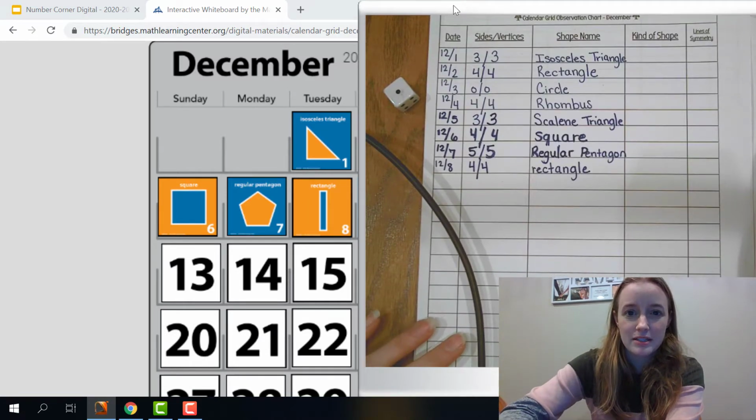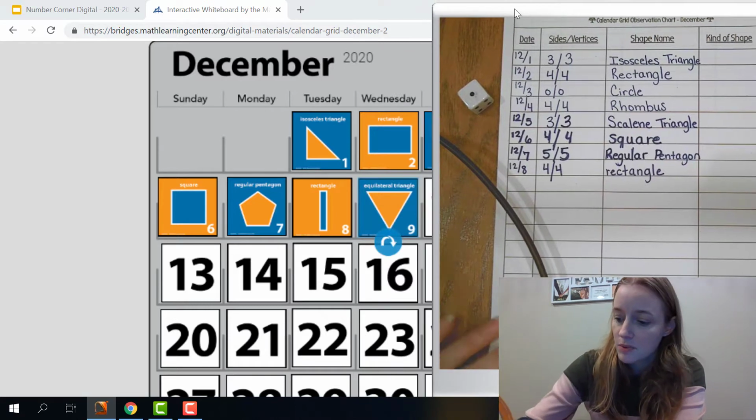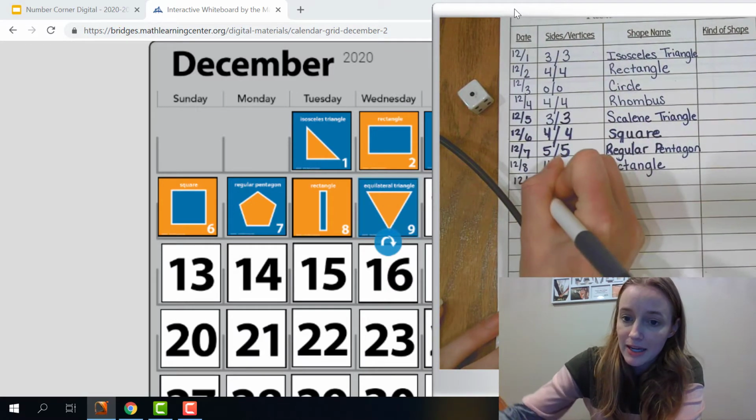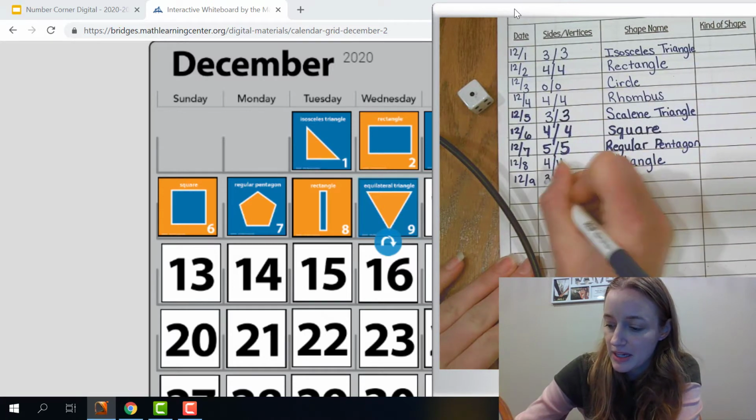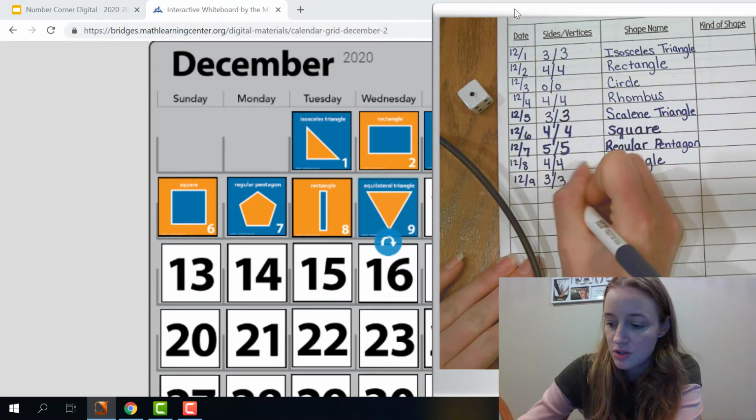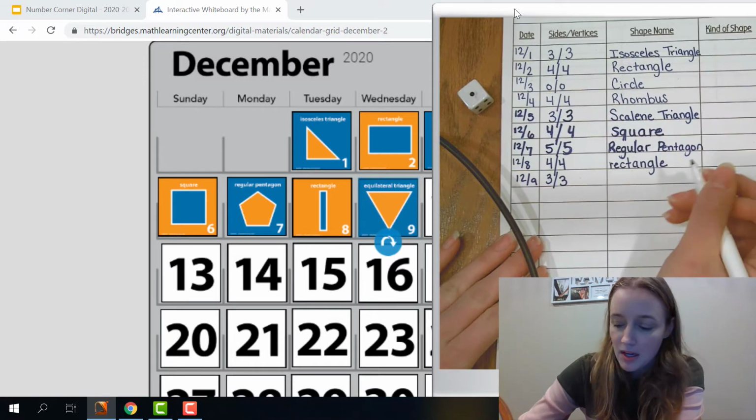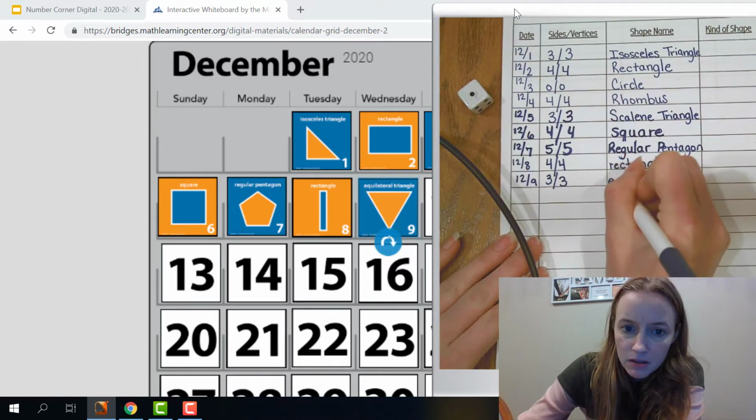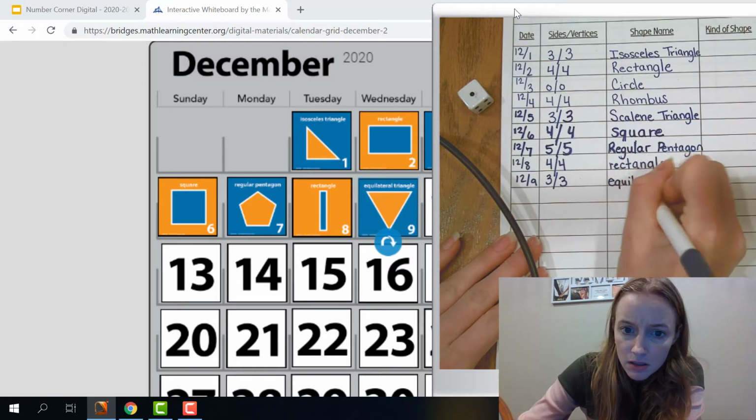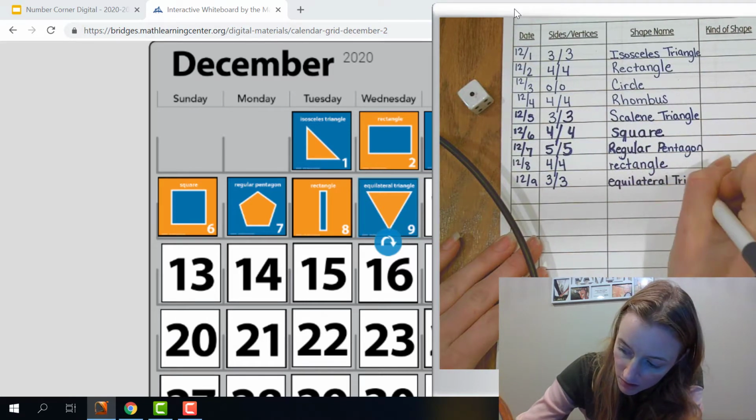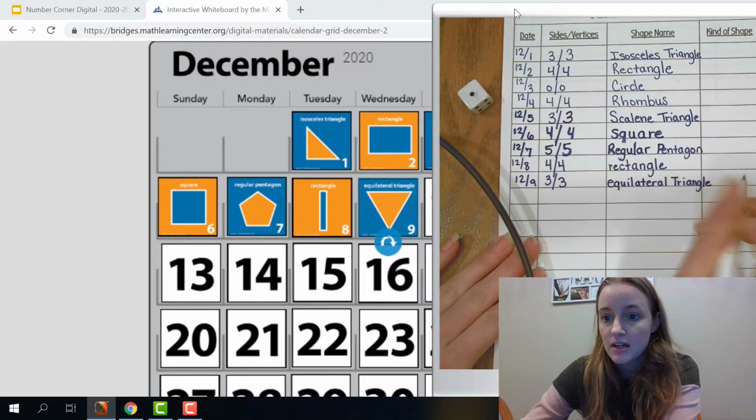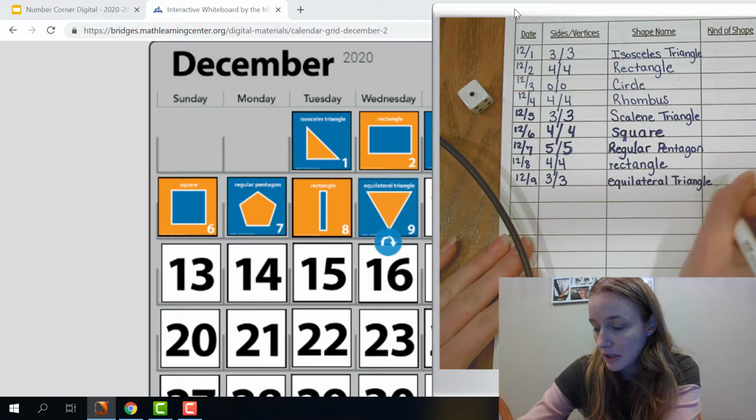Again, we're going to fill out our date, which is the 9th. So we're going to write 12-9. And we are going to count our sides, which is 3, and our vertices, which is 3, which is our points, remember? And we're going to write equilateral triangle. Ooh, that doesn't really fit, does it? So if you have to go a little bit up or a little bit over into here, that should be okay as well.